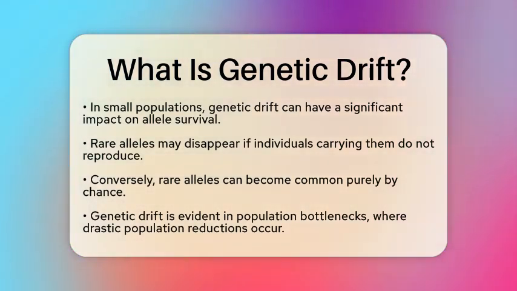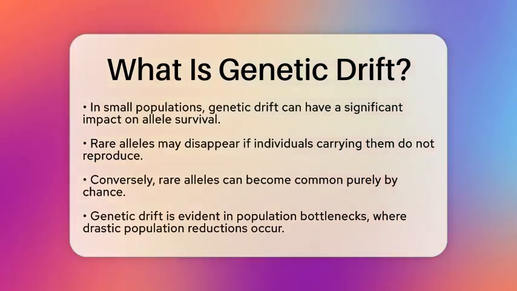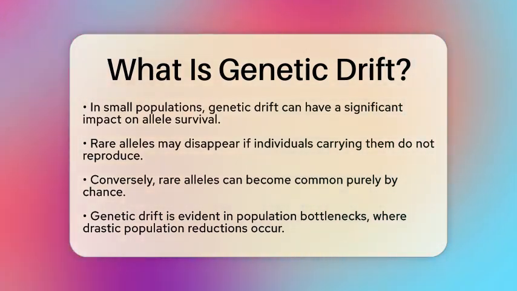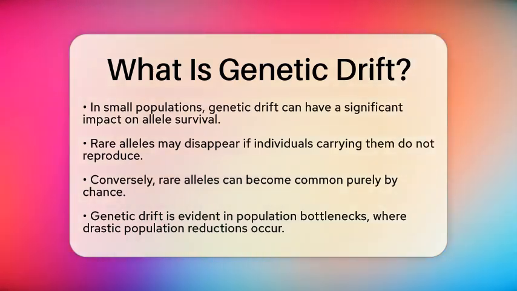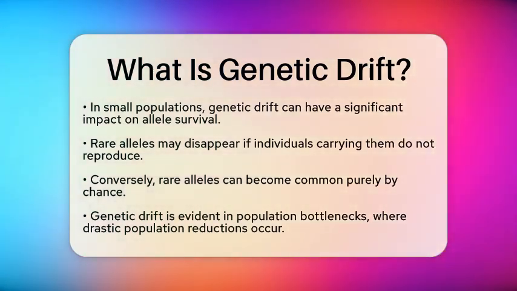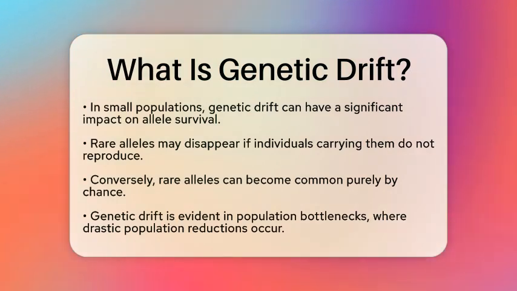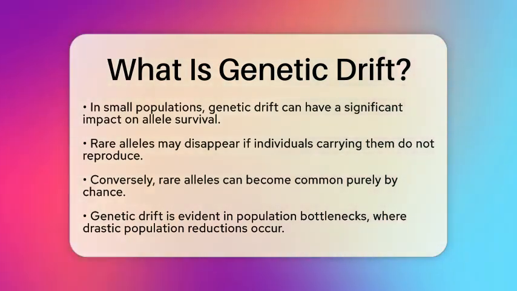A population bottleneck happens when a population shrinks drastically due to events like natural disasters or habitat destruction. The surviving birds may have a different genetic makeup than the original group, leading to a loss of genetic diversity.